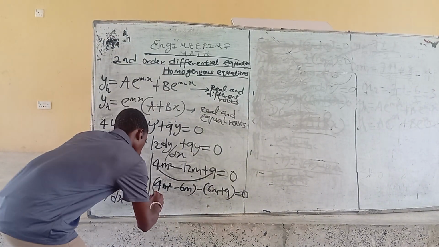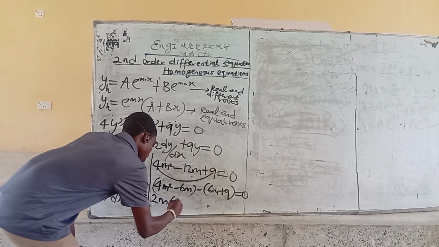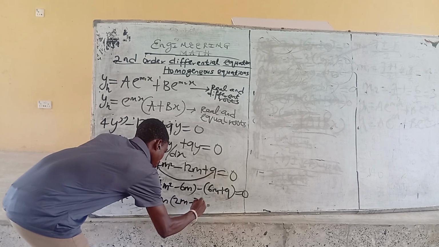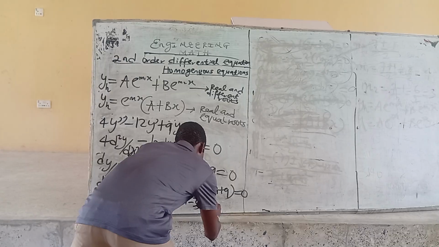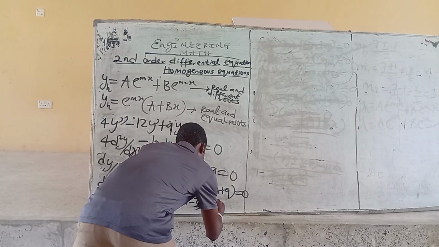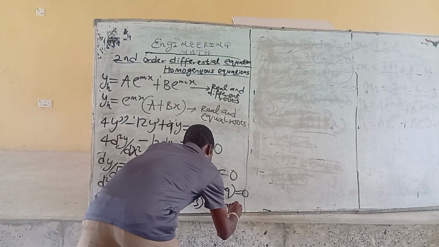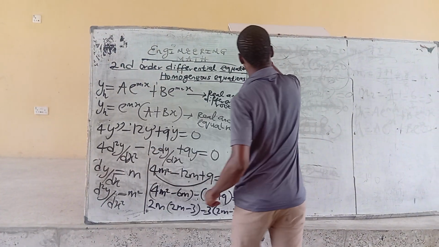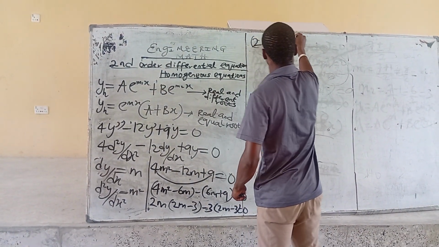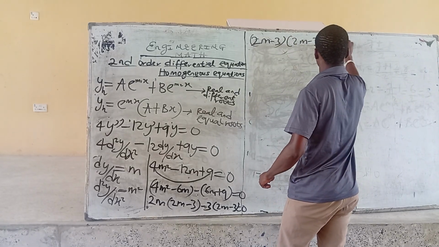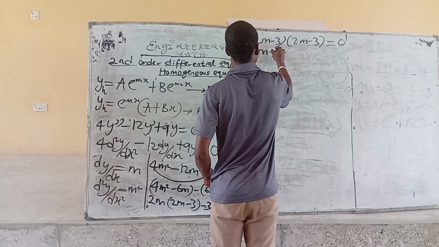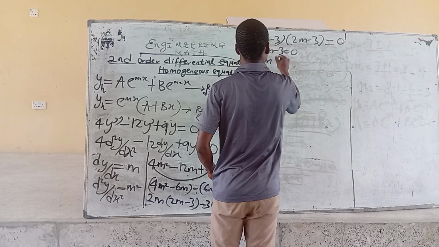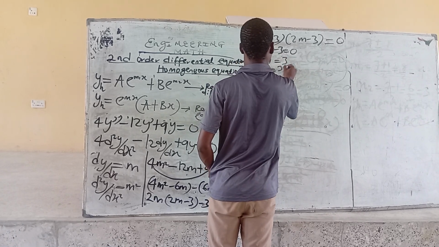So factorize out 2m. That's 2m is common. And then 2m minus what? 3. The same thing applied. Factorize out your 3. Then this will be left with 2m minus 3. So 2m minus 3 equals 0. So this will be m equals, this will be 2m minus 3 equals 0. 2m equals positive 3. m equals 3 over 2.